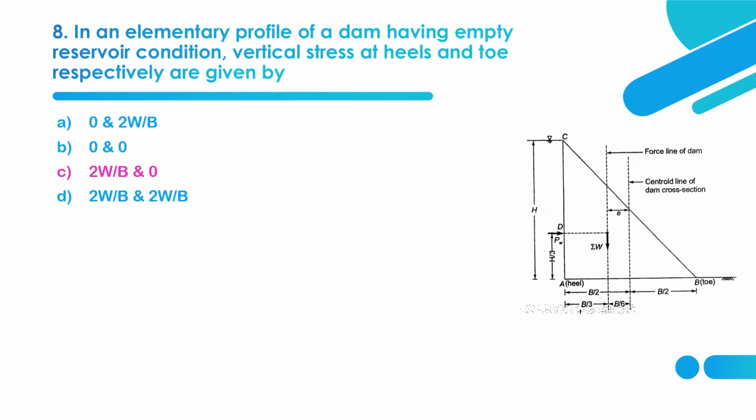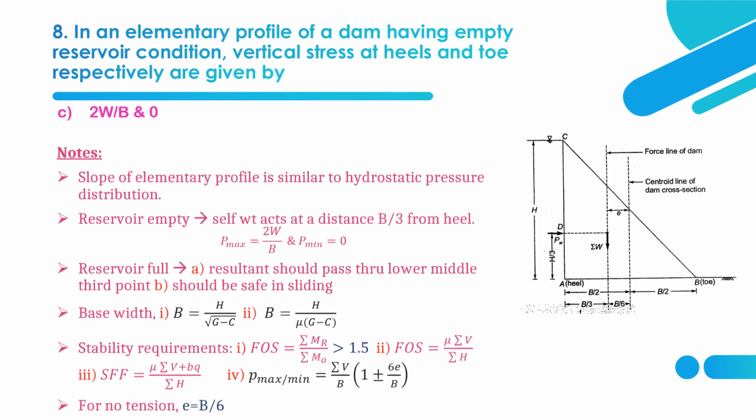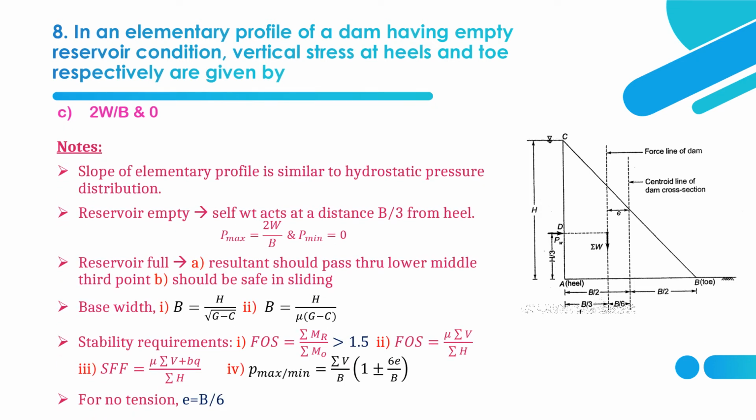So here the answer is option C, 2W by B at heel and 0 vertical stress at toe. Now we shall see more points regarding elementary profile of a dam. The slope of elementary profile, that is this one, is similar to hydrostatic pressure distribution. So we have seen the hydrostatic pressure distribution as like this, triangular hydrostatic pressure distribution. In the same way, elementary profile is constructed.